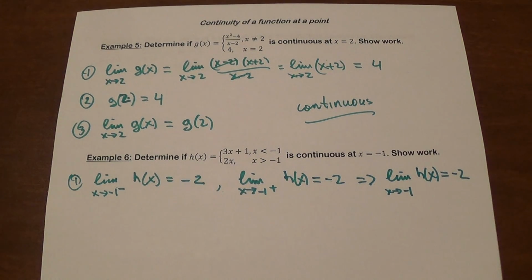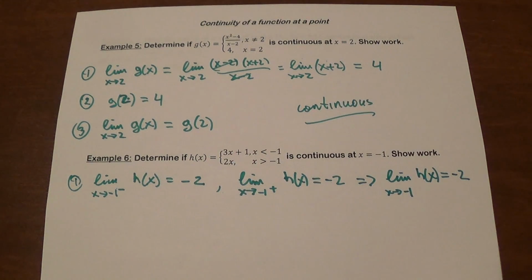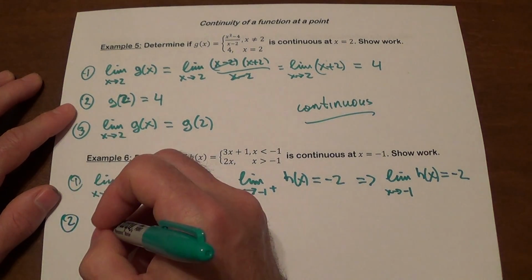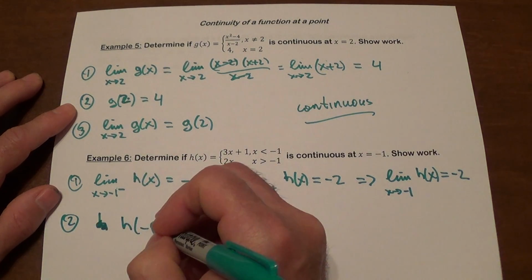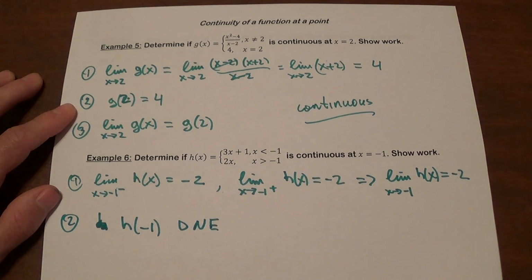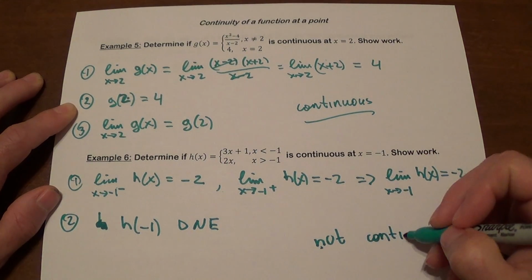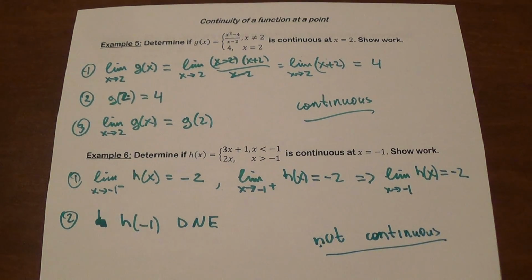But here's the problem we have. You have to be very, very careful here. There's no equal -1 here. The first equation is strictly less than -1. The second equation is strictly greater than -1. You don't have equal -1. What we have here is the number 2. It's h. My apologies. H of -1 does not exist. So we have nothing to compare a limit to. It's going to be not continuous. Alright.